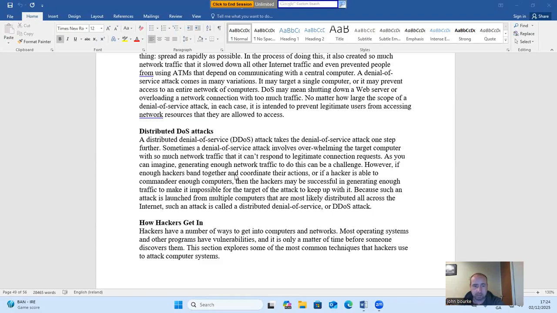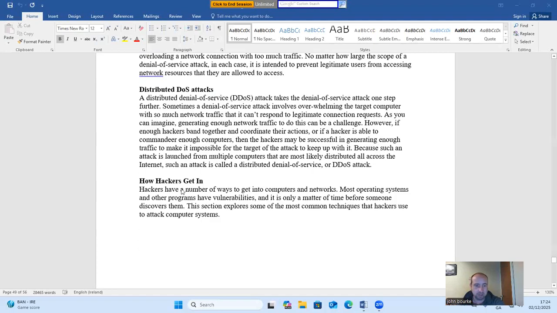However, if enough hackers band together and coordinate their actions, or even if a hacker is able to commandeer enough computers, then the hackers may be successful in generating enough traffic to make it impossible for the target computer of the attack to keep up with it. Because such an attack is launched from multiple computers that are most likely distributed all across the internet, such an attack is called a distributed denial of service, or DDoS attack.